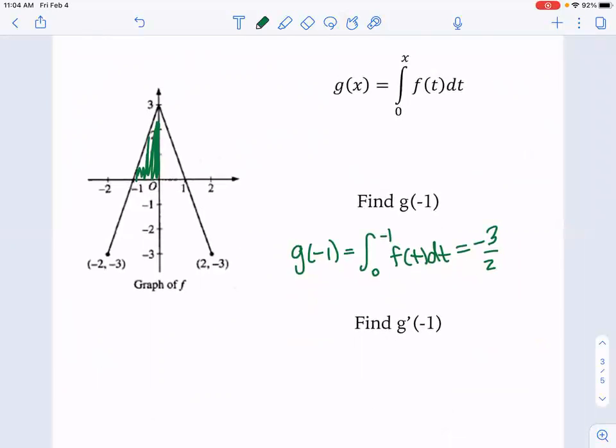I also want to calculate g prime of -1. g prime of -1. Think about it. Look at the graph. Think about it. Nathan, what's g prime of -1?